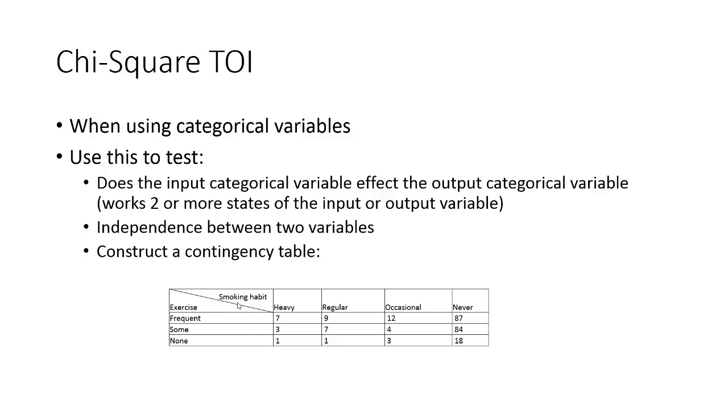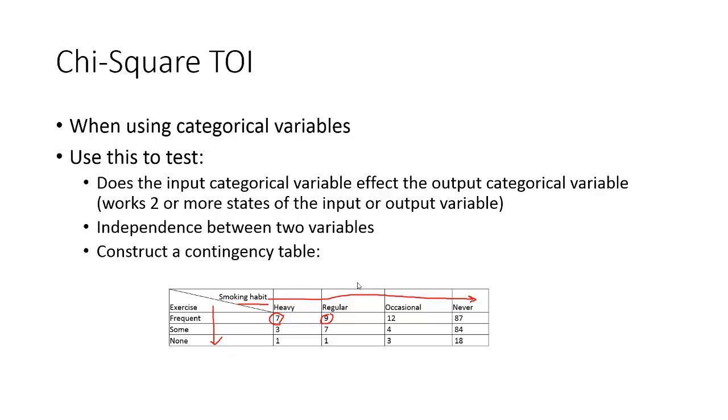Here is the first categorical variable, which is the smoking habit. Is it heavy, regular, occasional, or never? And here is the second categorical variable, exercise: frequent, some, or none. What you're doing is creating a contingency table of how frequently various values occur, and you're trying to see if they are independent of each other. Does smoking habit have anything to do with exercise, or vice versa? Again, not implying causation, but you're taking two categorical variables and seeing if they are independent of each other. So the core idea is to convert this table to a set of percentages.